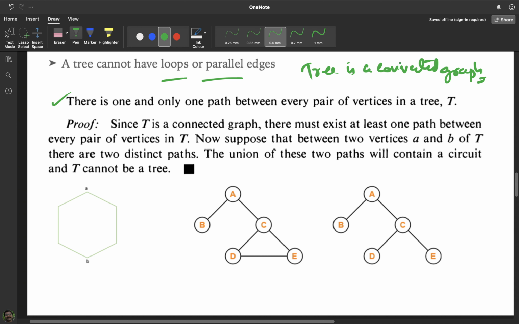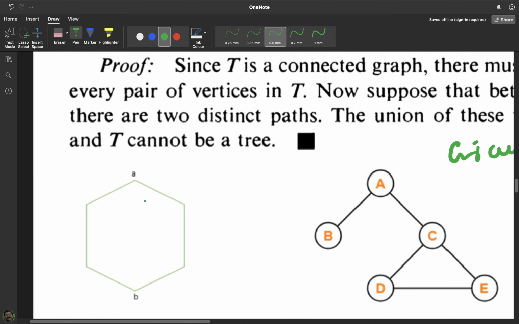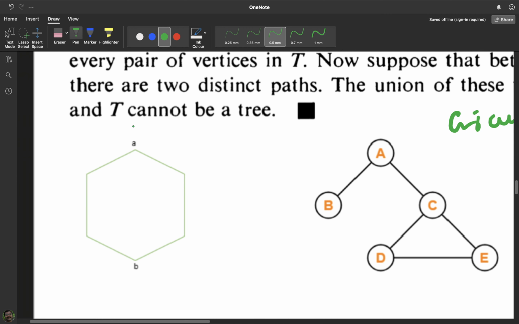Suppose there are two different paths between any two vertices. So what will happen then? Suppose you take the union of those two paths. What will you get? You will get a circuit somewhere. For example, if you look at this graph here, suppose I have two vertices, A and B. Suppose this is a path between A and B this way, and this is another path between A and B. If you take the union, you will be getting a closed walk, or a circuit. So it cannot be a tree.